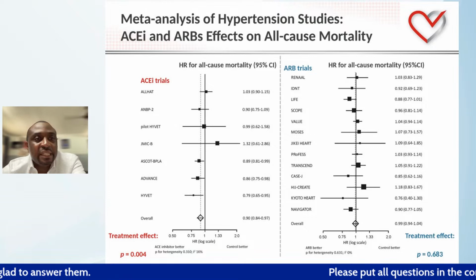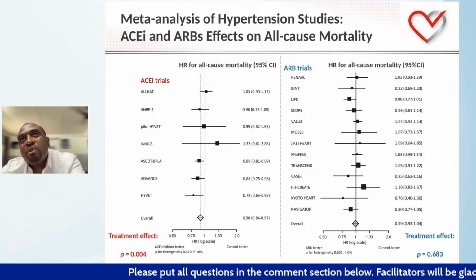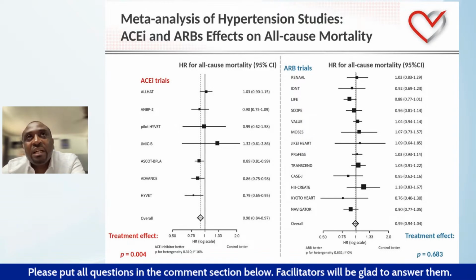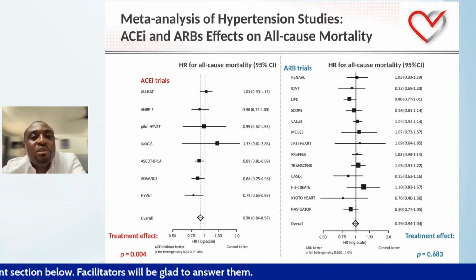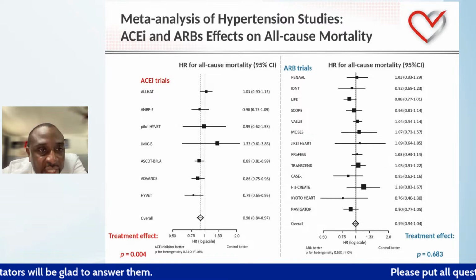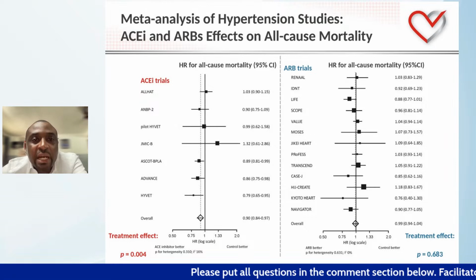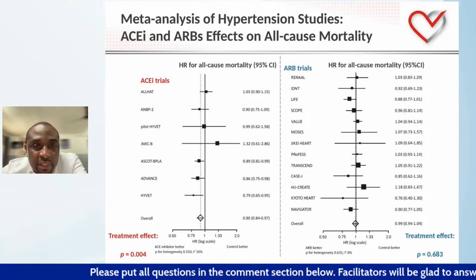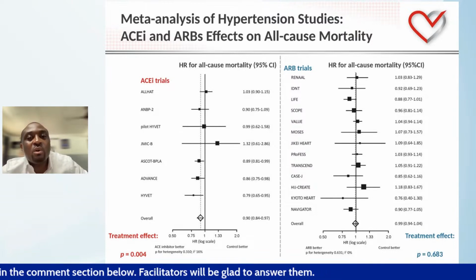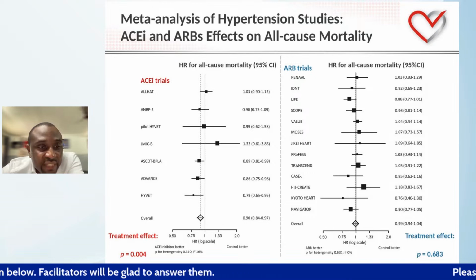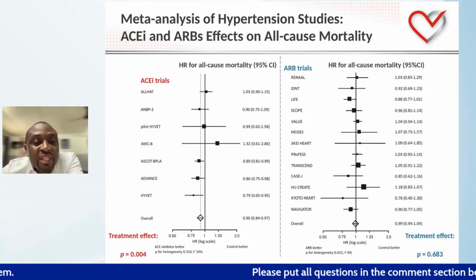In this meta-analysis again, ACE inhibitors and ARB effects on all-cause mortality. If you remember, we looked at the effect of ACE inhibitors and ARBs on BP reduction, and we said they were similar. This meta-analysis looked at almost all the ACE inhibitor trials which were done compared to all the trials involving ARBs. And they looked at the treatment effect of this in terms of reducing all-cause mortality. And you can tell that the treatment effect was significant for ACE inhibitors in terms of reducing all-cause mortality.